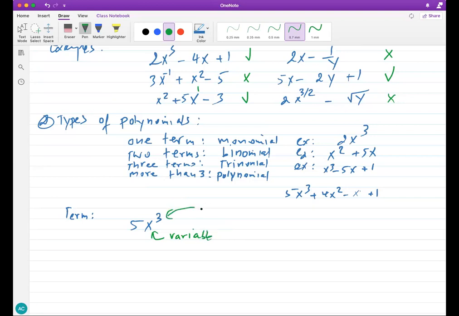In addition to that, there's a power, and also a leading number here. 5x, we have some multiplication here, so this is called the coefficient, the leading coefficient, or simply the coefficient. It's basically the number that's multiplied by the variable. Okay, so this is a variable term, because it has a variable.